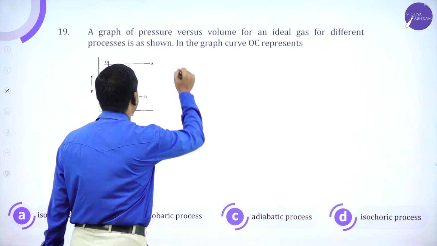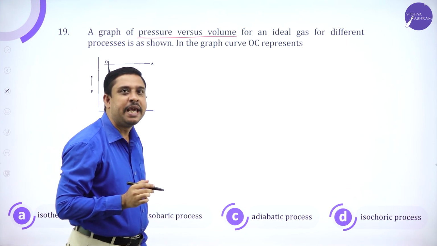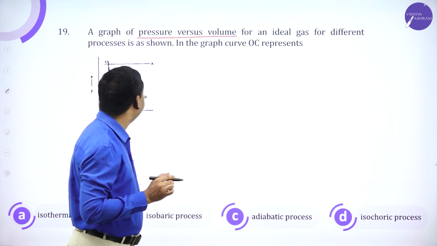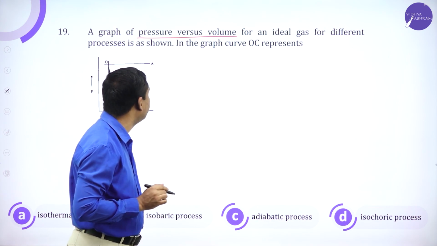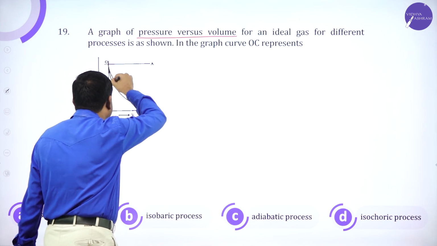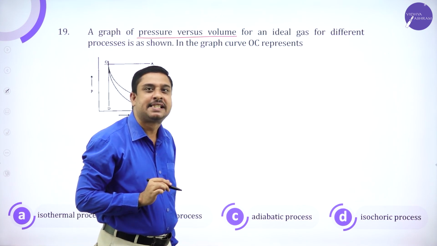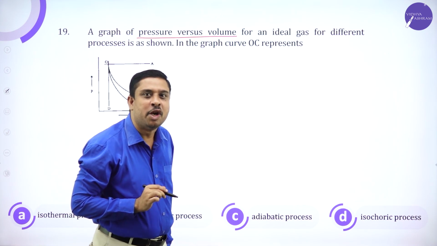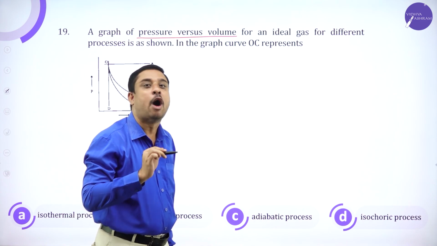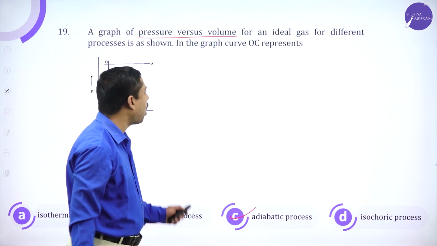Graph of pressure versus volume. PV graph for an ideal gas for different processes shown. For the curve OC, see, as volume is increasing, pressure is decreasing, and no heat is entering the system nor going out of the system. So this is an adiabatic process.